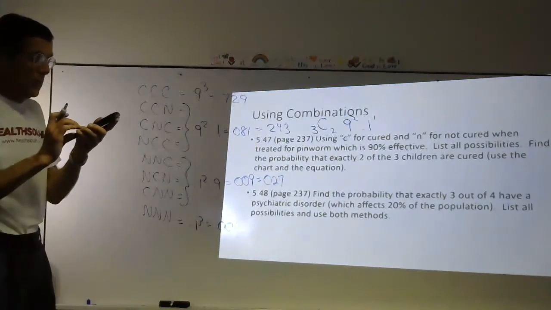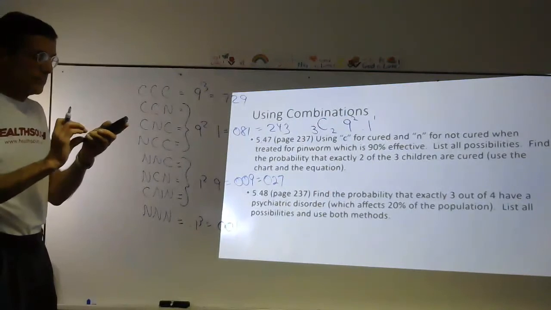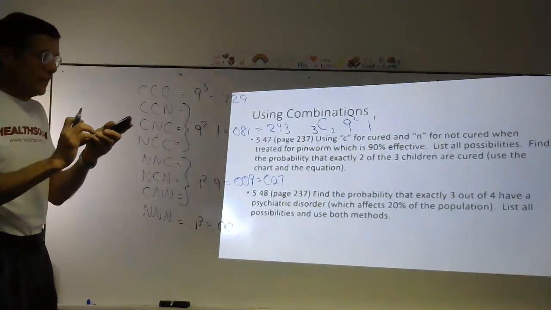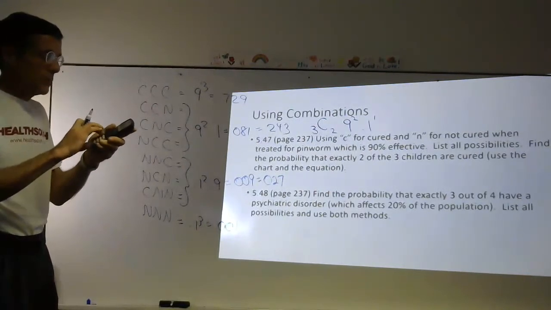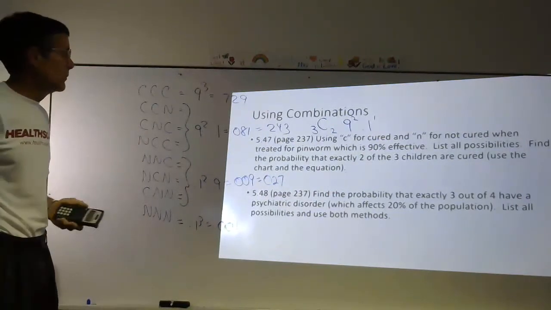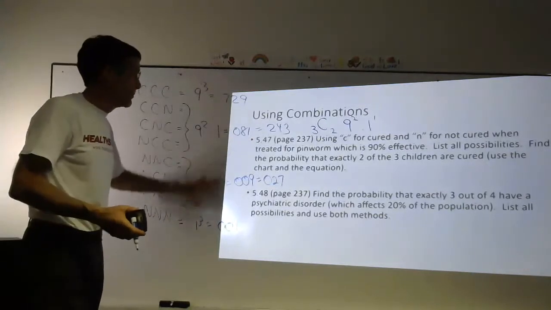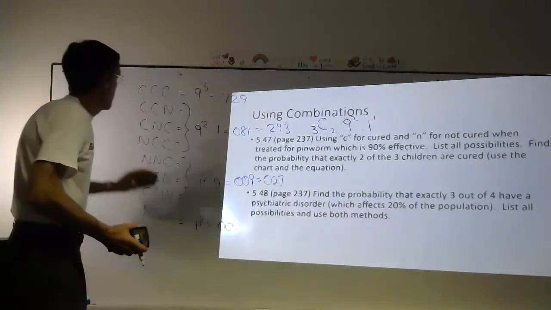Okay, you can do it. Find a 3C2, okay, and take that times 0.9 squared times 0.1. And I get 0.243, or about 24.3%. Much, much shorter than doing the chart, okay?